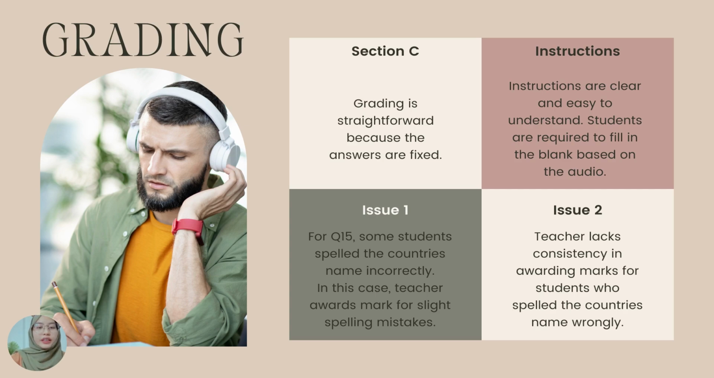In grading section C, grading is straightforward because the answers are fixed. Instructions are very clear and easy to understand. Students are required to fill in the blank based on the audio. But there are also two issues. That is, for question 15, some students spelled the country's name incorrectly. In this case, the teacher awards marks for slight spelling mistakes. For example, they spelled Scotland without D or without T.